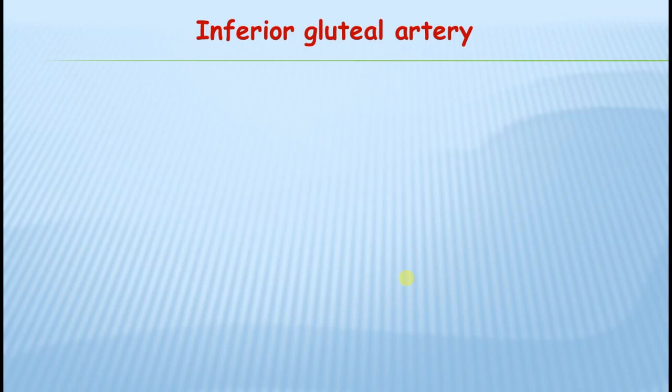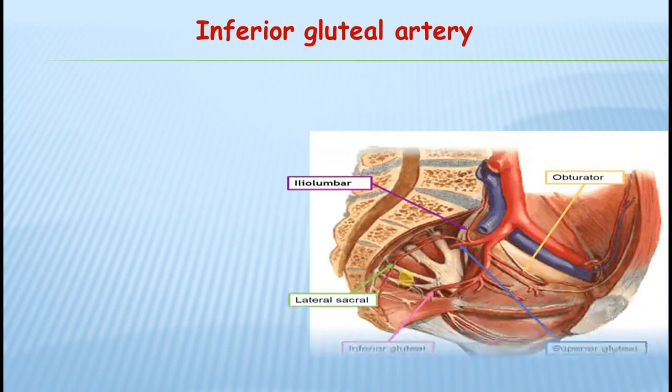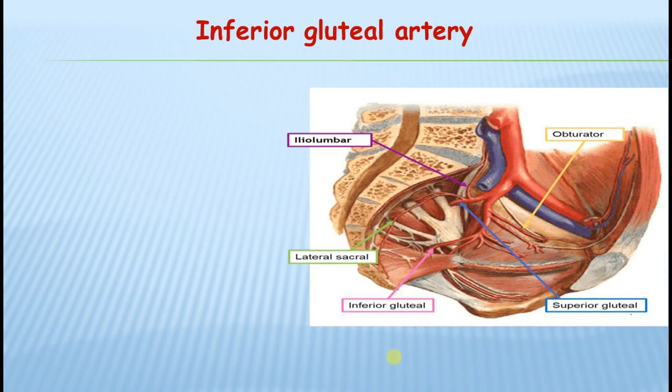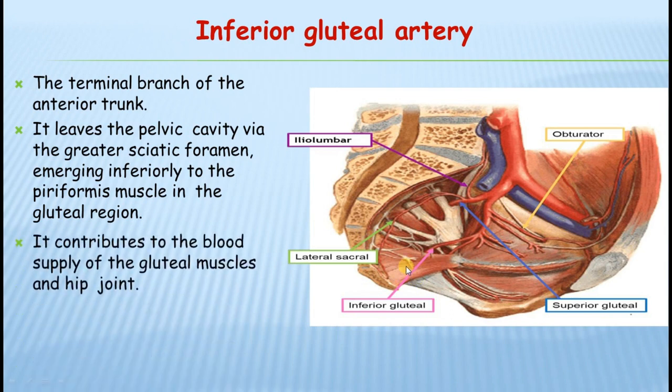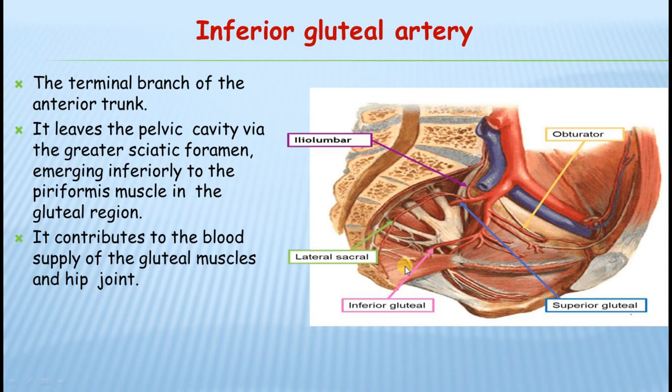Then we have the other terminal branch of the anterior division, which is the inferior gluteal artery. Here you are able to see the inferior gluteal artery, one of the terminal branches. Downwards and backwards it passes between the ventral rami of the S1 and S2 nerves and leaves the pelvis through the greater sciatic foramen. It emerges below the piriformis muscle and naturally supplies the structures under cover of gluteus maximus.